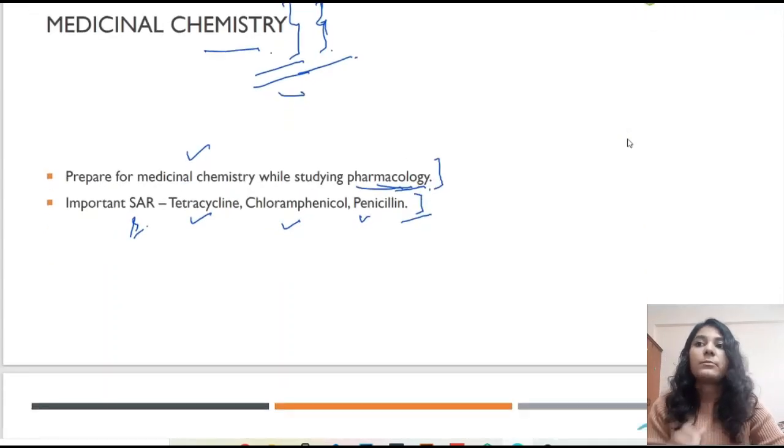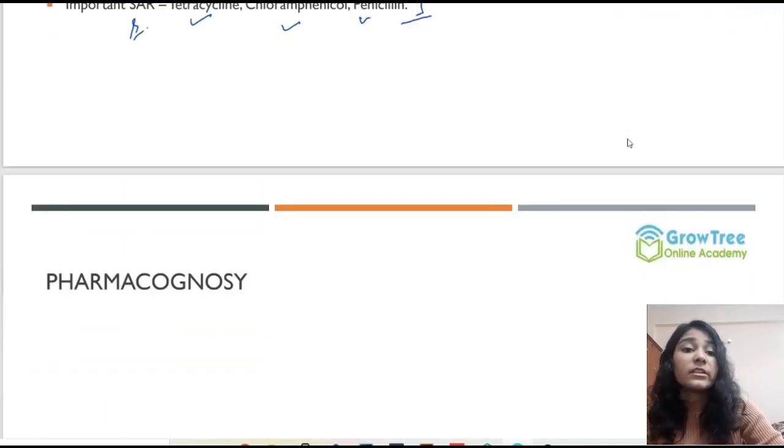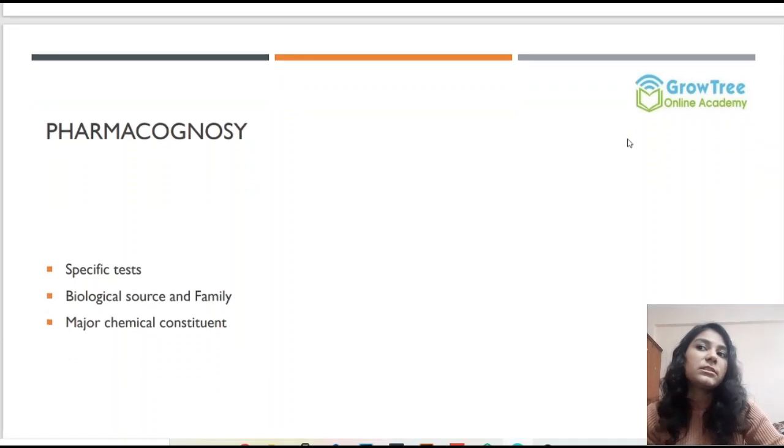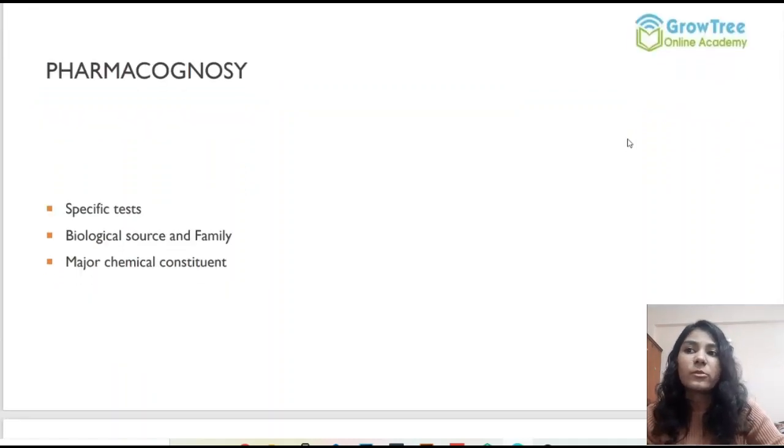And this is the last subject, which is pharmacognosy, and in the last 2 years the weightage of pharmacognosy has decreased. Mainly if you want to study this, questions are generally asked from specific tests. Then you can learn about the biological source and family of the drugs and major chemical constituents.